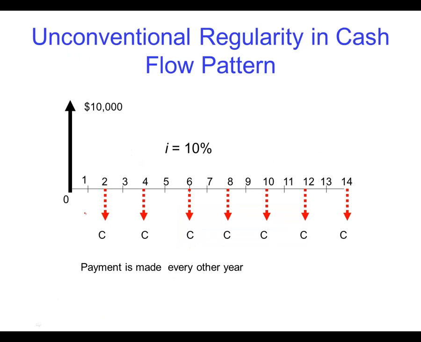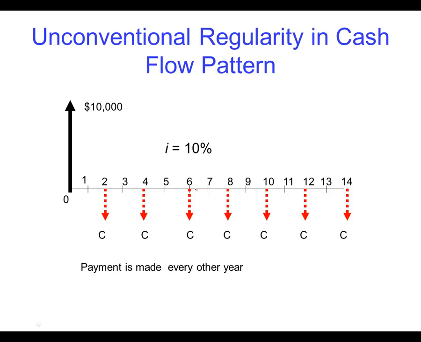Another example is skipping a year. So we have a year with no payment and another year with a payment. So we have every other year payment. What should I do in this case? And I have 10%. Now this question can be solved in two different methods or two different approaches.